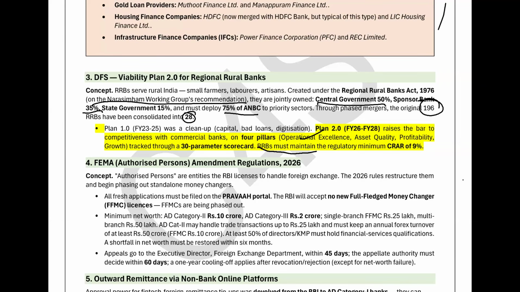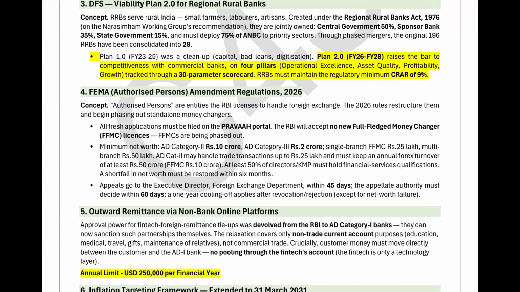Regional Rural Banks must maintain, ये बहुत important है, provisioning, CRAR रखना है, credit risk weighted assets रखना है, that is 9%. ठीक है, now please have a look. ये upgradation है 2.0 plan में for financial year 2026-2028. Now ये fourth circular news देखो. FEMA Authorized Person Amendment Regulations 2026.